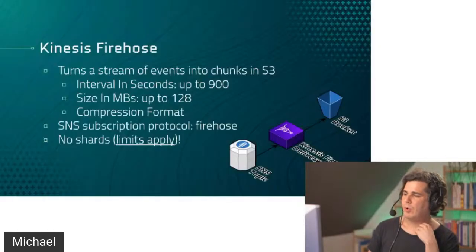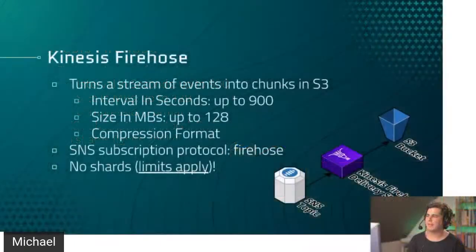All right. So I'm starting with Kinesis Firehose because that's kind of the first thing that really is important to the architecture. So what it does is it turns a stream of events into chunks that it stores in an S3 bucket. And you can configure more or less two options. One is the interval in seconds, and this can be up to 900 seconds, which is 15 minutes. So Kinesis Firehose can wait up to 15 minutes before it writes a new chunk down to S3.